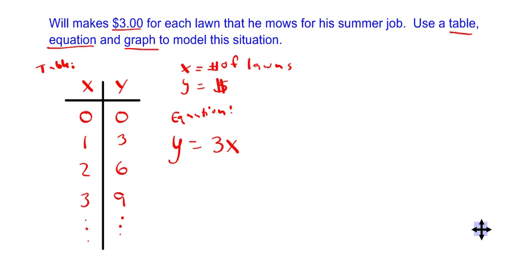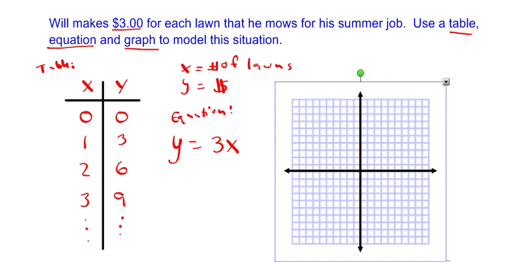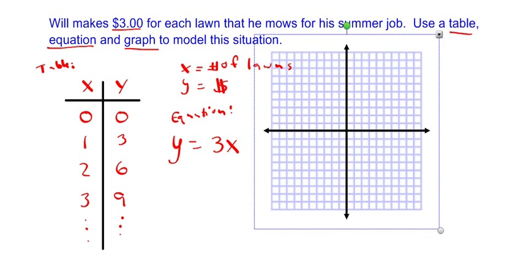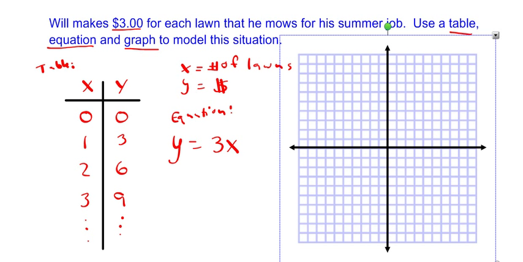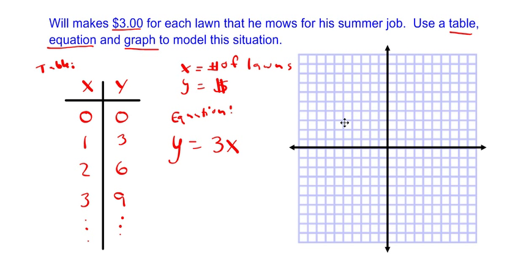and now we're real quick going to do our graph before you guys come in from break. So I'm going to pull this out. Now there's not really any reason for me to have the negative quadrants here because I'm not going to mow negative lawns, but for our case today we're just going to go ahead and use the 4-quadrant coordinate plane. So now our equation is y equals 3x.